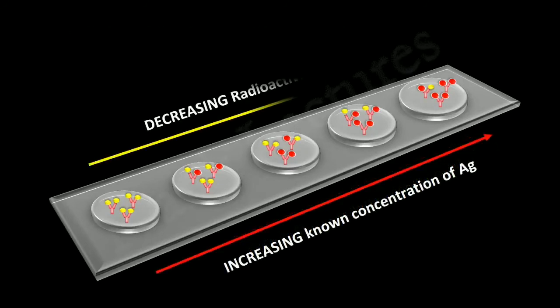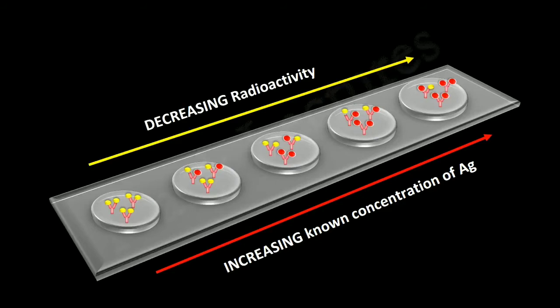Radioactivity will decrease in each well with increasing amount of unlabeled antigen. This is because now some of the antigen binding sites have been occupied by unlabeled antigens, and there is less number of bound radio-labeled antigens in each of these wells as compared to the control well.